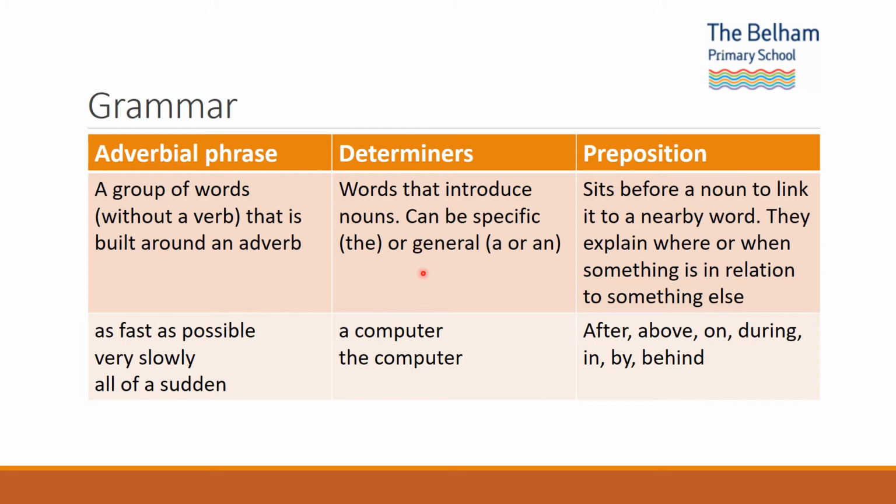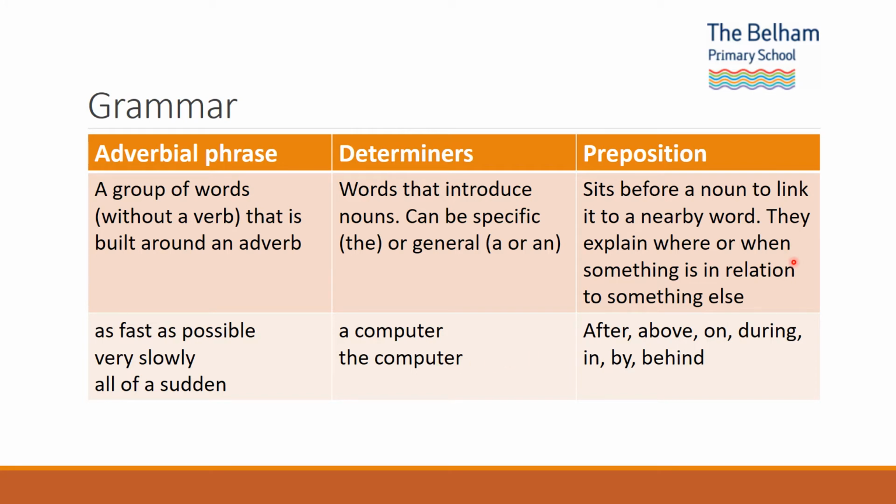Determiners are words that introduce nouns. They can be specific or general. So you might have a computer, it's talking about a general computer, or the computer, it's talking about a specific one.